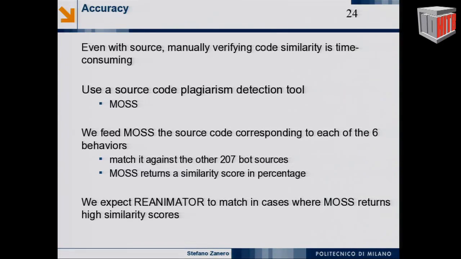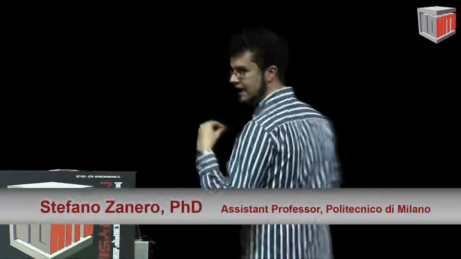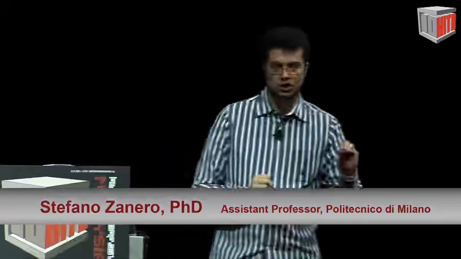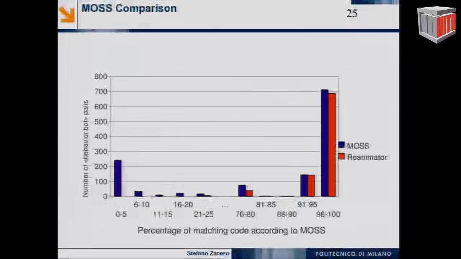MOSS does not tell you yes, it matches, or no, it doesn't. It returns a code matching percentage. So basically, what we expect is that Reanimator should match on code that has high similarity scores. And this is the comparison. It's a bit tricky to see this graph, so please follow me.